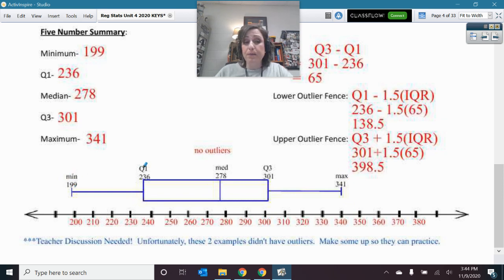And don't forget to label, label, label. Okay, put those outliers on and label, label, label, and that's how you make a box plot. Okay, hopefully you did all right on that.